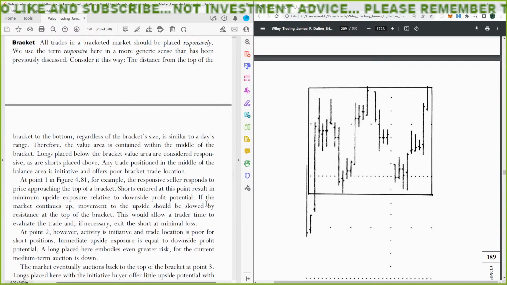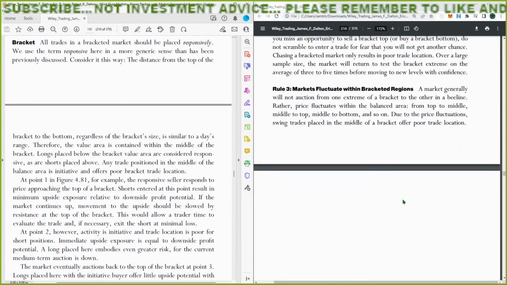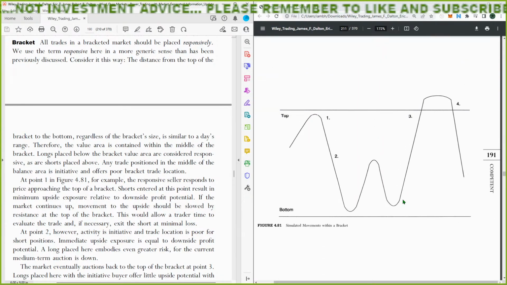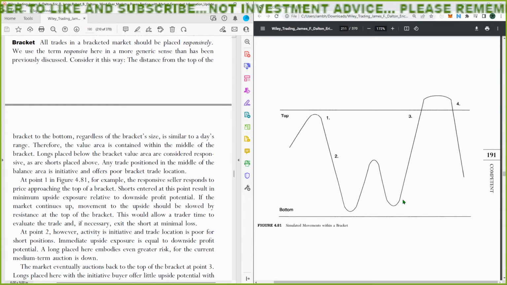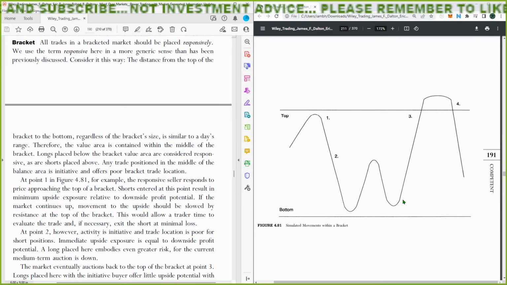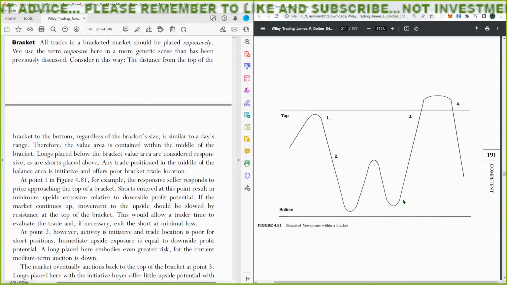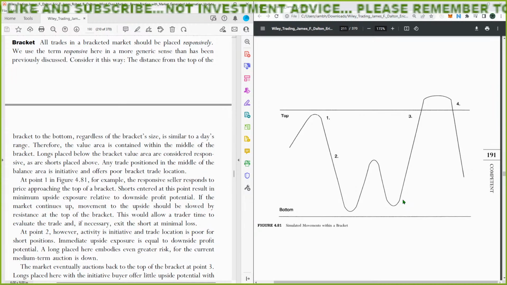At point 1 in figure 4.81, for example, the responsive seller responds to price approaching the top of a bracket. Shorts entered at this point result in minimum upside exposure relative to the downside profit potential. If the market continues up, movement to the upside should be slowed by resistance at the top of the bracket. This would allow a trader time to evaluate the trade and, if necessary, exit the short at a minimal loss.